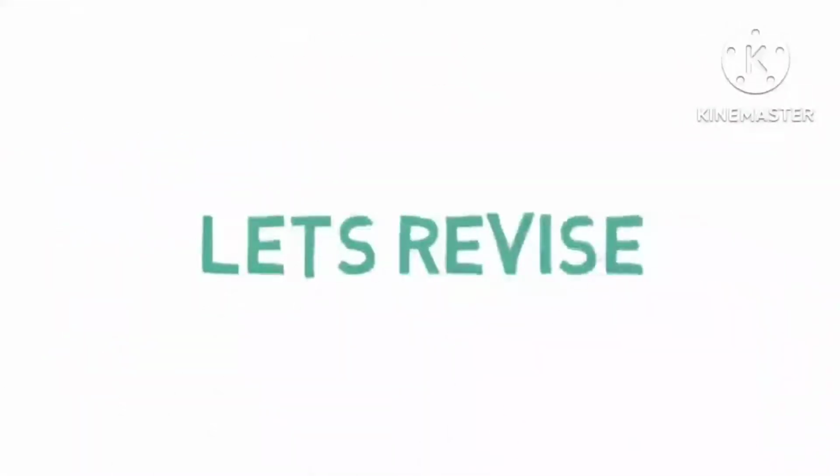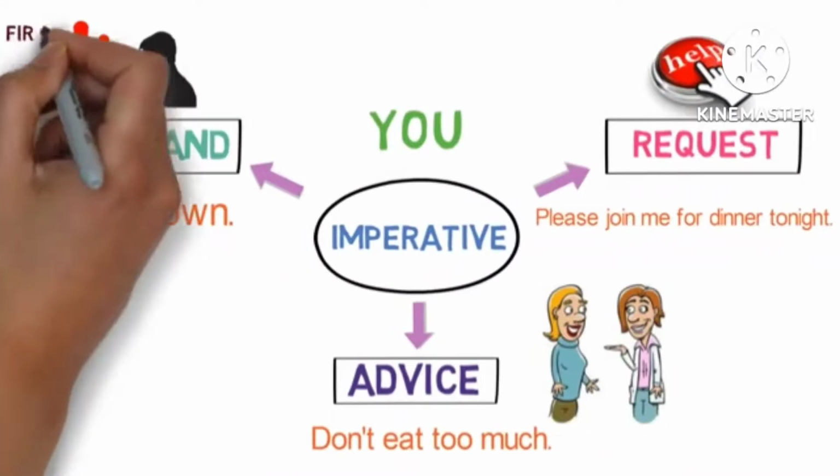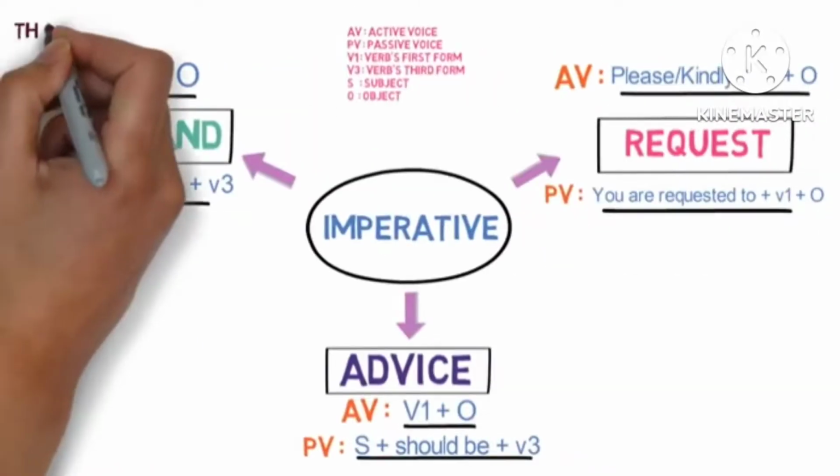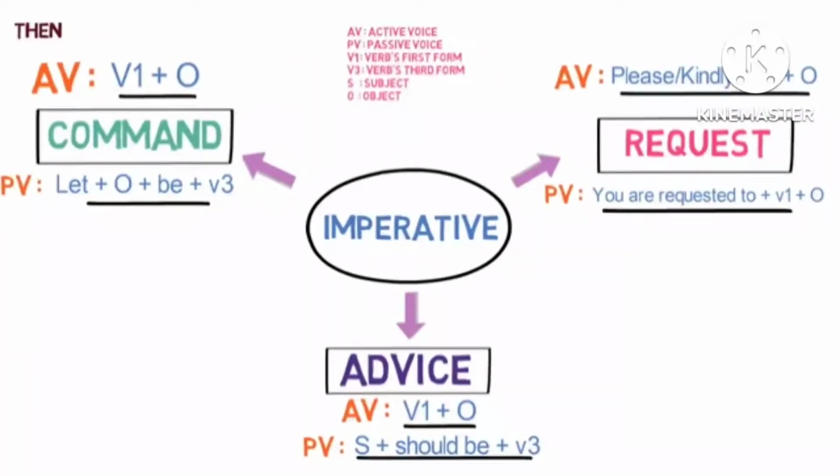That's all in today's video. Let's quickly revise what we learned in this lesson. First, we understood what is an imperative sentence. An imperative sentence is used to give the command or advice or request. Then we looked into the sentences containing each of them one by one.